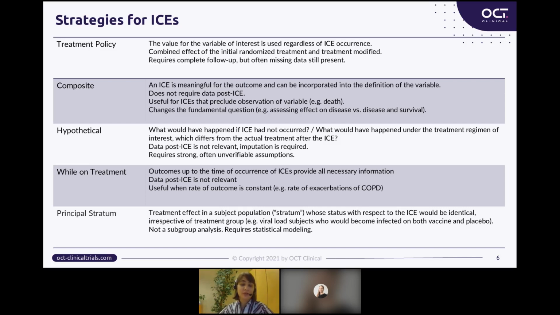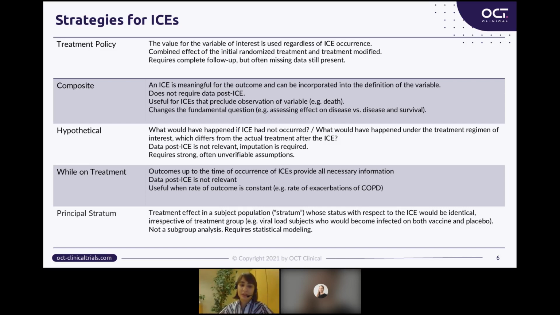Composite strategy is often used for intercurrent events that preclude the observation of the variable, such as death. Including death in the composite outcome, however, changes the question of interest. Instead of measuring the effect of treatment on the disease, we're assessing the effect on the disease and survival. Another important consideration, when applied to discontinuation of randomized treatment, is the extent to which the benefits reflect differences in discontinuation rates and not the clinical improvement.